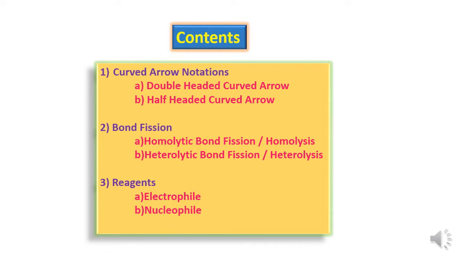And the third one, and that is the last, reagents. Reagents can be of two types. One is called electrophile and another is the nucleophile. So we will see details in the further slides.